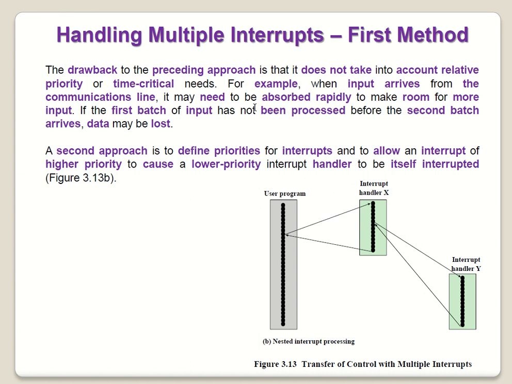It's not cared for. The second approach, I told you that there are two techniques to handle multiple interrupts. The second method is you need to define the priority for the interrupts and allow the interrupt of the high priority to be executed first, rather than concentrate on the low priority. So the second approach is to define the priority.